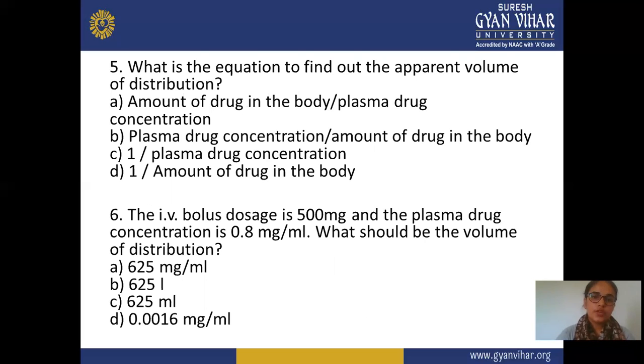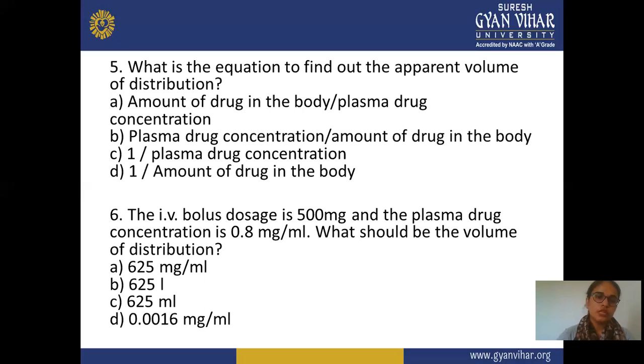Next is the fifth question. What is the equation to find the apparent volume of distribution? A is the amount of drug in the body divided by plasma drug concentration. B is the plasma drug concentration divided by the amount of drug in the body. C is 1 divided by plasma drug concentration. And D is 1 divided by the amount of drug in the body.